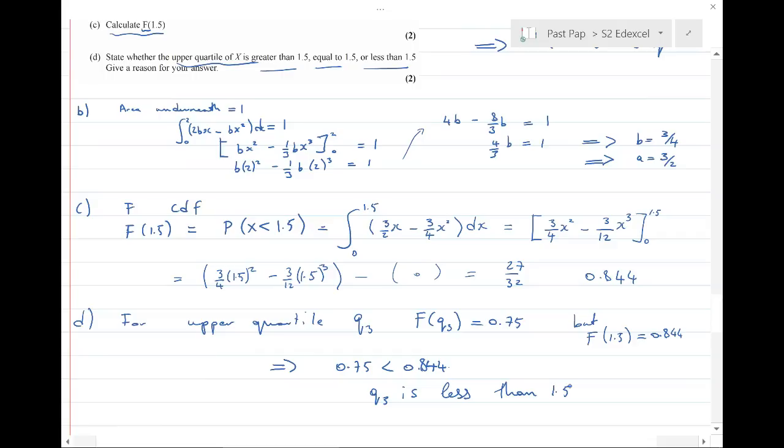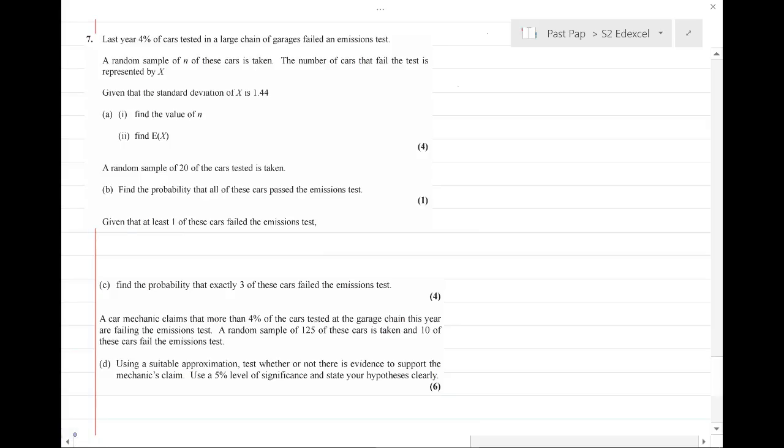So that's it, just one more question to go for this paper. Question 7 starts off with a binomial. In fact, it's binomial for most of the question, and then there's an approximation at the end.